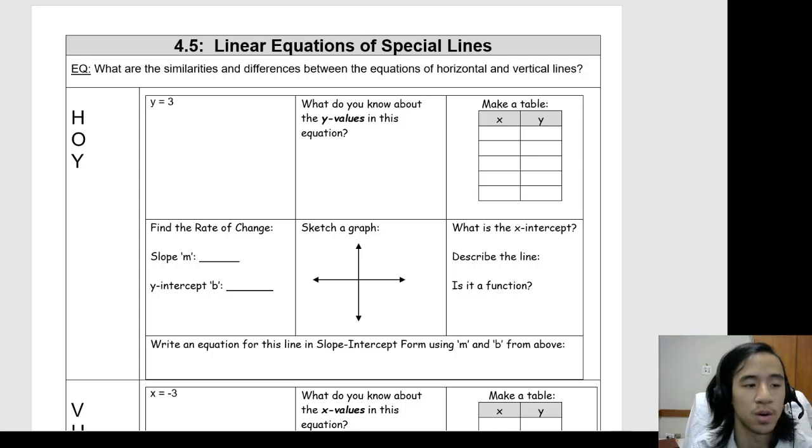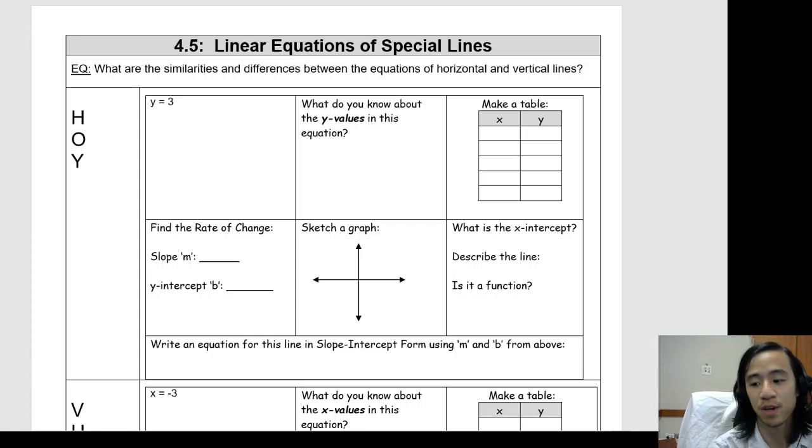Yo, what's up, y'all? We're gonna go over 4.5, linear equations of special lines. We kind of talked about this before with the horizontal and vertical lines. That's literally what this is, and we're just gonna review it today. So, all right, we have y equals 3 here.